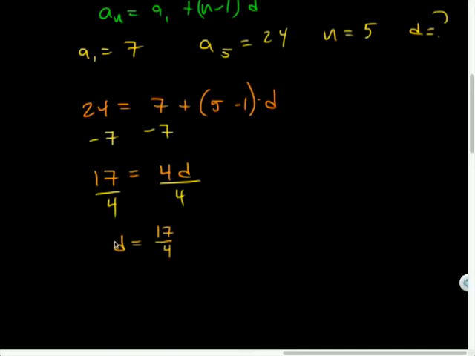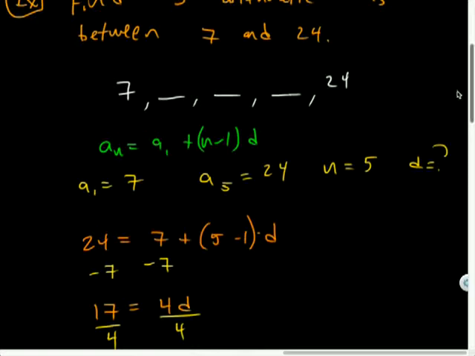I got 4.25. Yeah, that's 4.25, if we wanted a decimal. Actually, that's not an approximation. That is exact in this case. So let's see. So 7 plus 17/4, right?